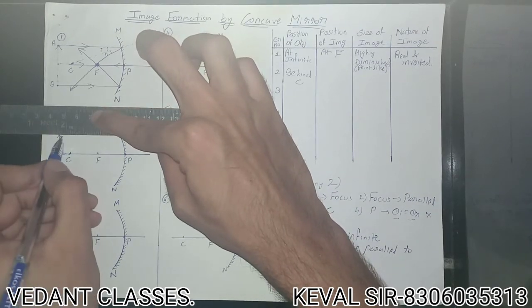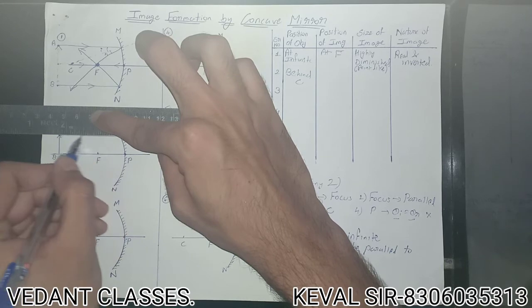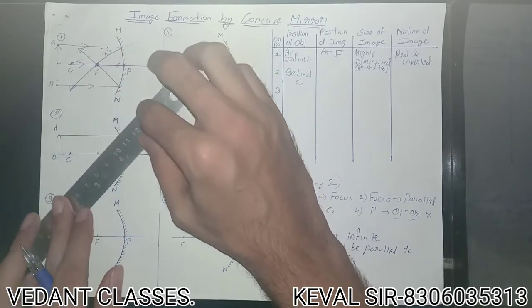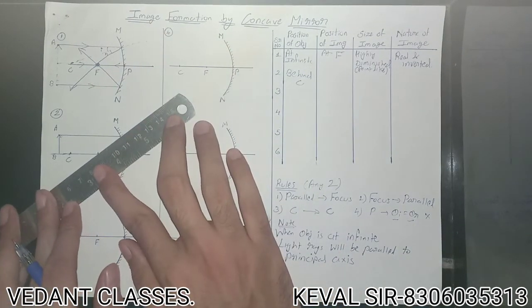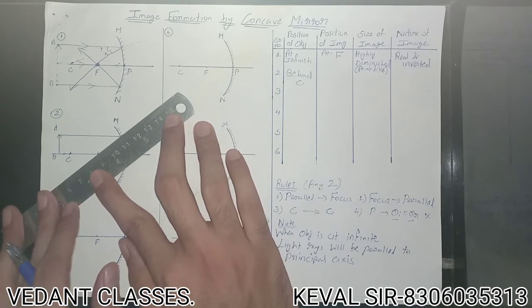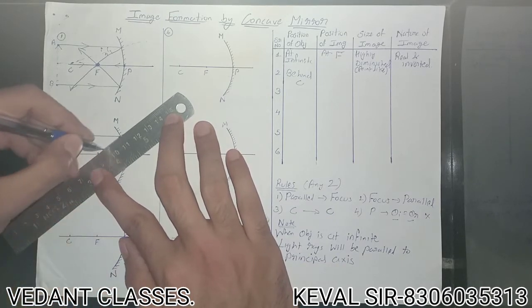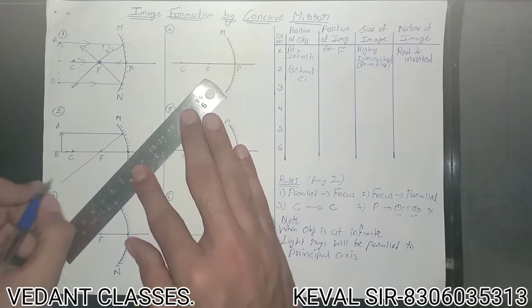And it will pass through the focus. So in the first case, the parallel incident ray will pass through the principal focus.